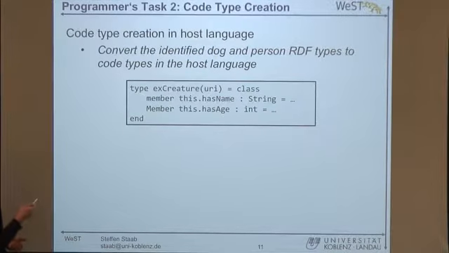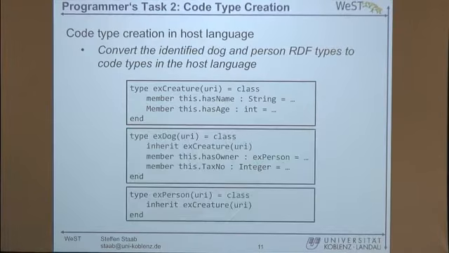So you might say something like a creature is a certain class, and it has certain attributes like name and age. And we can then have subtypes like dog, which would be another code type in F#, or person, and they inherit all the attributes from creature. And in addition, they may have further attributes like the hasOwner property, or maybe a tag number for the dog or so. Okay, and that's the second task.